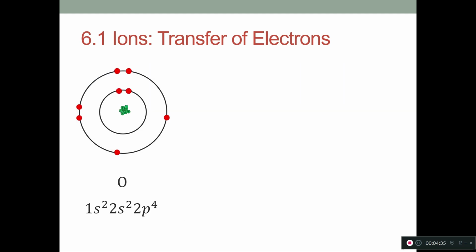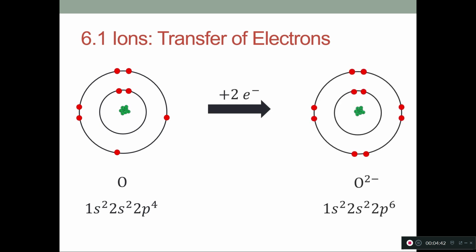The electrons that change will always be in the outermost shell. So for instance, oxygen can gain 2 electrons, and that becomes a -2 charge. We have gained this electron and this electron right here, and so now it has a -2 charge. Our electron configuration has a 6 in the 2p orbitals here rather than 4.